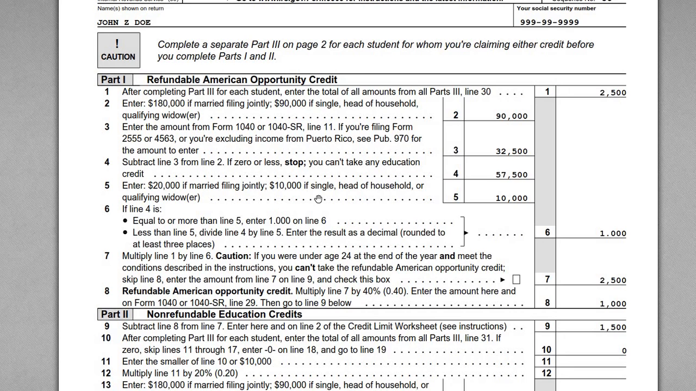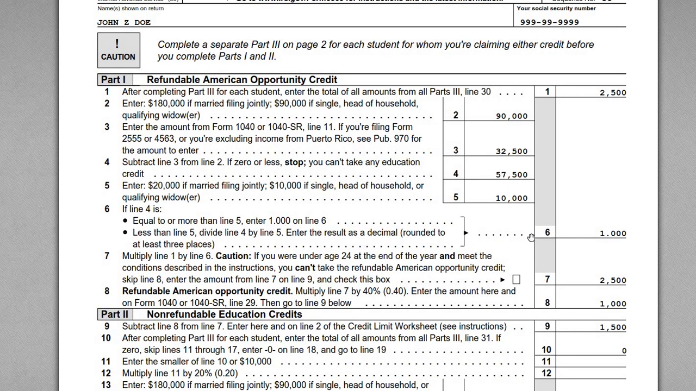Subtracted to do out, $10K if single, head of household, or qualifying widower. And so the ratio that we're working with here is 1.0, and what that means is that we are not going to be subject to any phase outs. He will be eligible for the full $2,500.